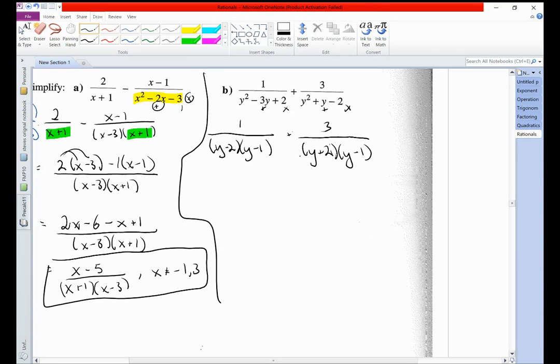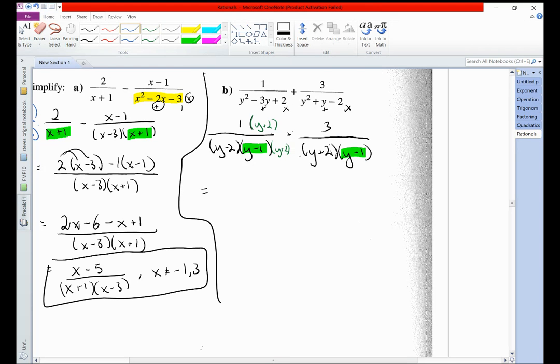And you can see here that we have a common binomial in the y minus 1. But the first one has y minus 2, the second one has y plus 2. So now we're going to have to multiply the first one by, I want that in green, there we go, y plus 2, top and bottom.